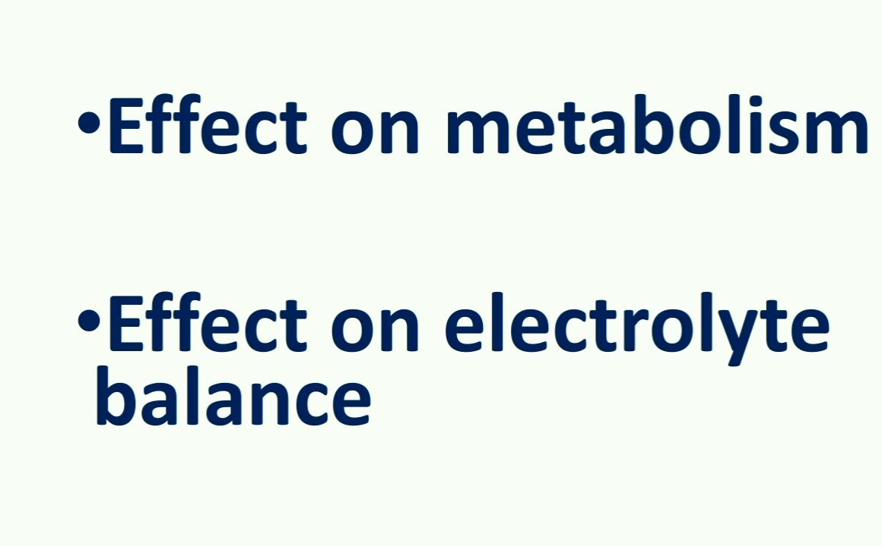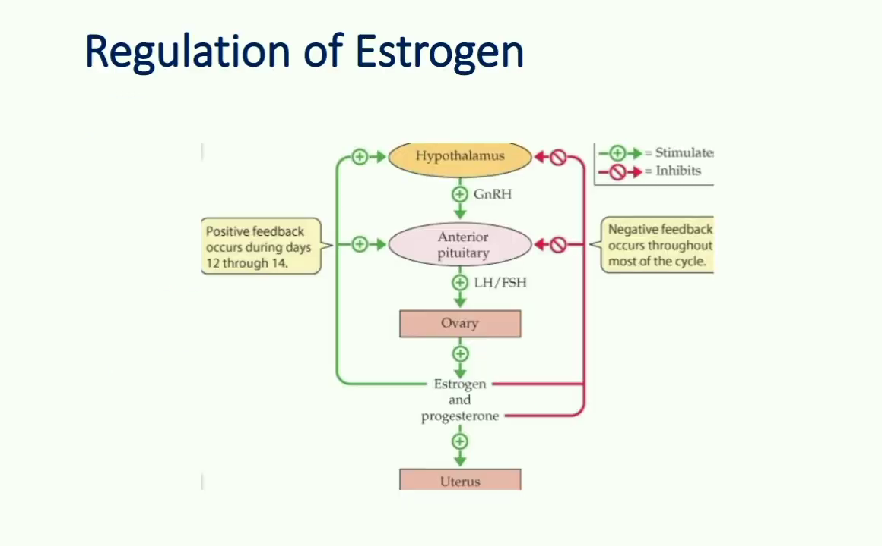Estrogen has a positive anabolic effect on protein metabolism. It increases the total body protein, and on fat it tends to cause more fat deposition, mainly in subcutaneous tissue, buttock, breast, and thigh. And on electrolyte balance, it tends to retain sodium and water, which may become significant during pregnancy.